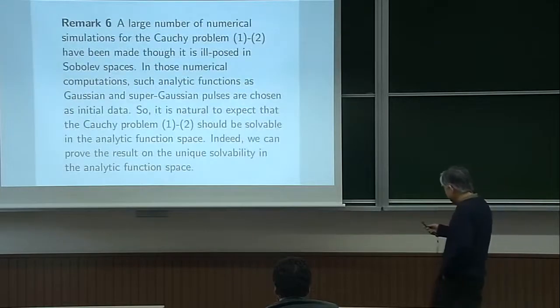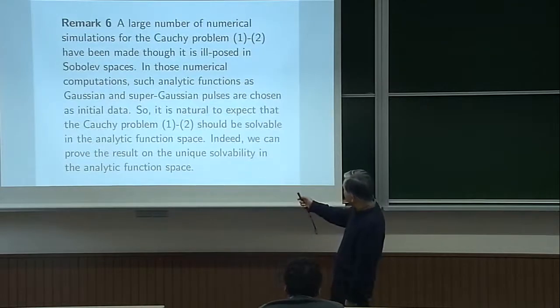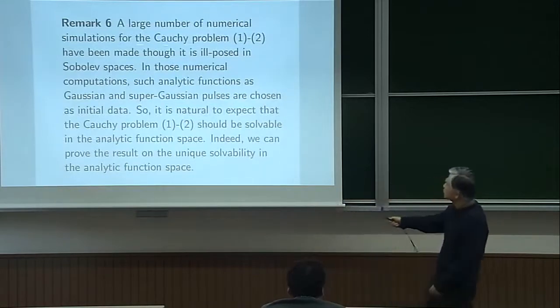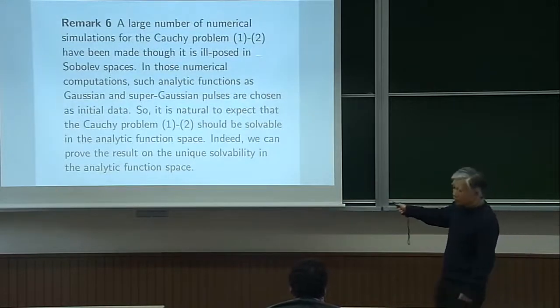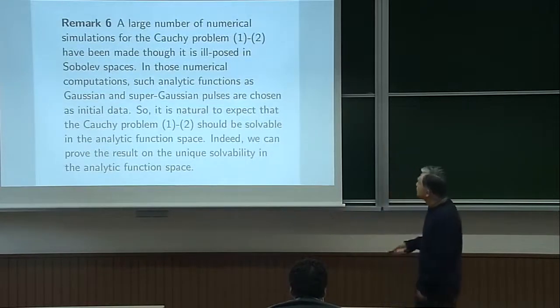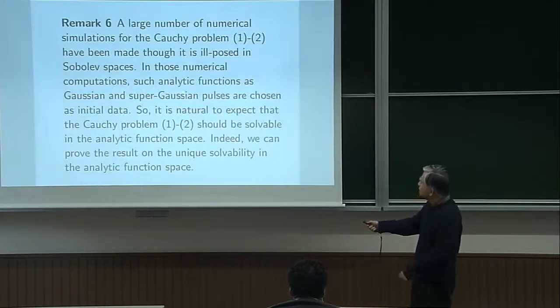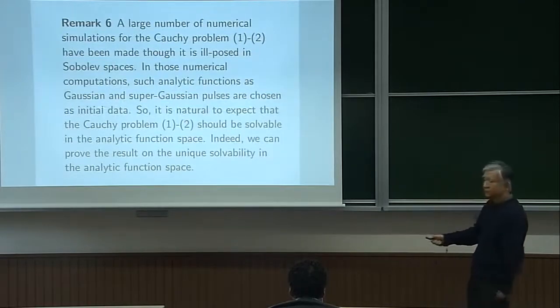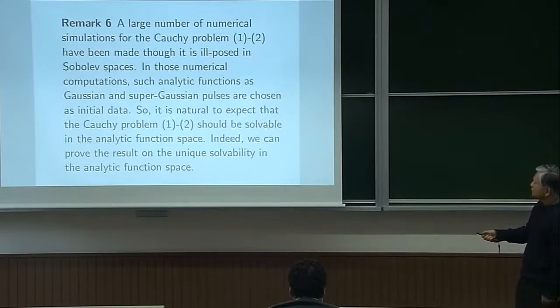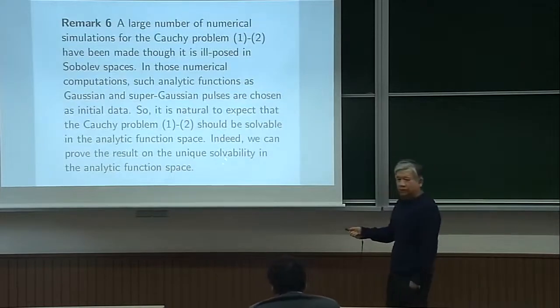But I should say one more word. A large number of numerical simulations for the Cauchy problem, equations 1 and 2, have been made, though it is ill-posed in Sobolev spaces. But the important thing is, in those numerical computations, such analytic functions as Gaussian and super-Gaussian pulses are chosen as initial data. So it is natural to expect that the Cauchy problem should be solvable in the analytic function space.